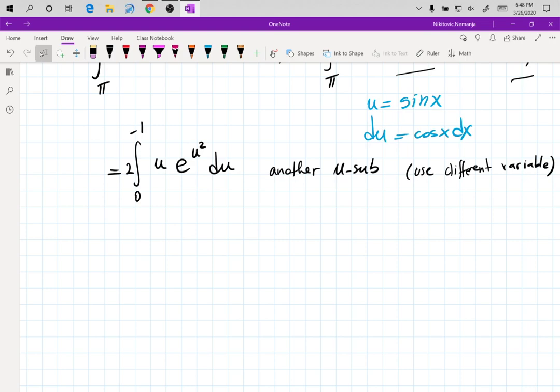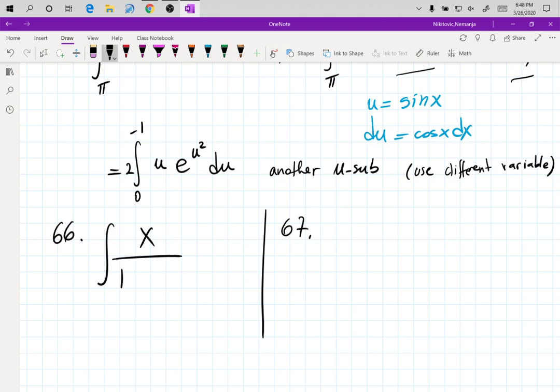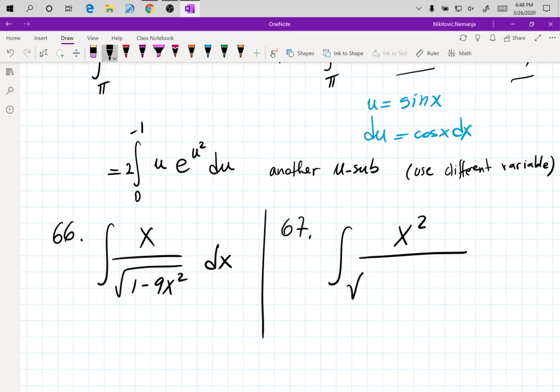I like problems 66 and 67, the way they are next to each other. x over square root of 1 minus 9x squared dx, and square root of x squared over square root of 1 minus 9x squared dx.